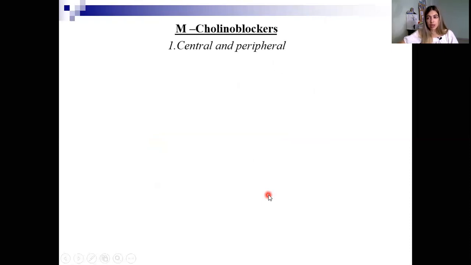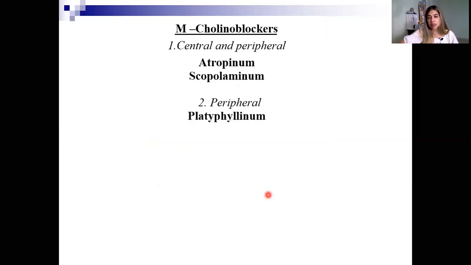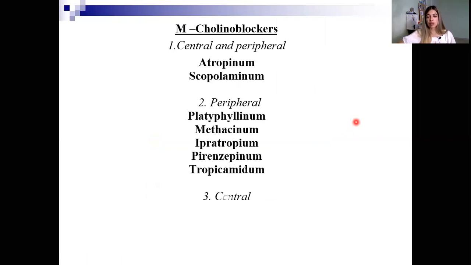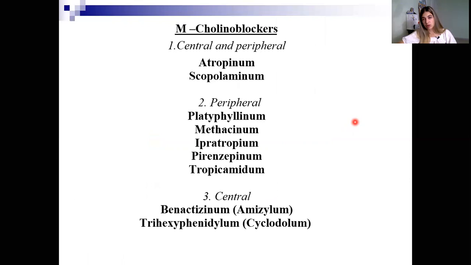Now, M-choline blockers are classified not only by which receptors they affect, they are also classified by the localization of action. They have central and peripheral action: both, only peripheral, or only central. Because of these different effects, they are used, of course, in different diseases: affecting the CNS only, affecting organs only, peripheral, and affecting everywhere.